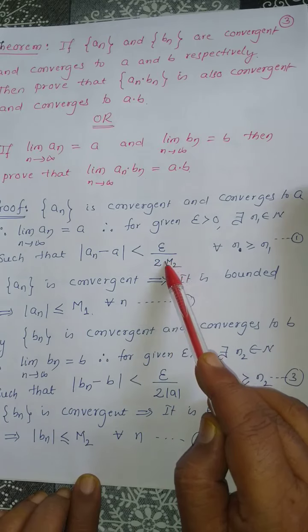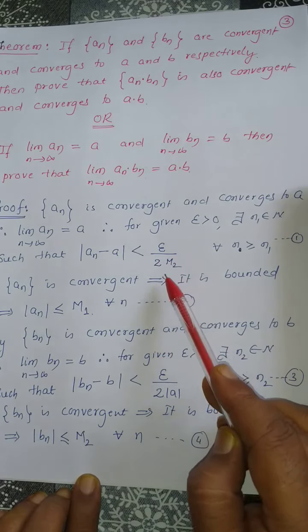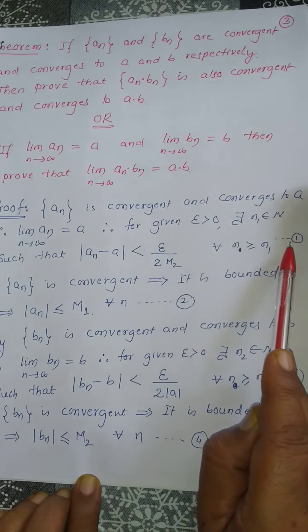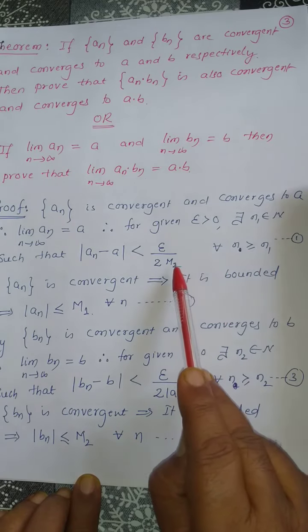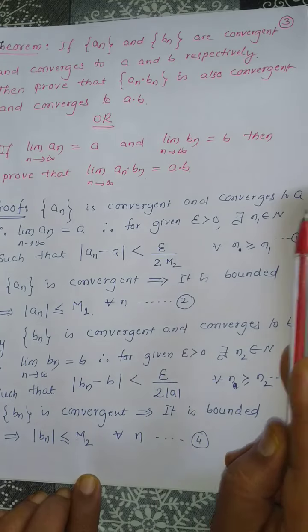We'll see why I have written m2 here. We'll write it at the end. So why is it m2? Let us call this equation number 1, for all n greater than or equal to n1. Why this is particularly m2, we'll see at the end.